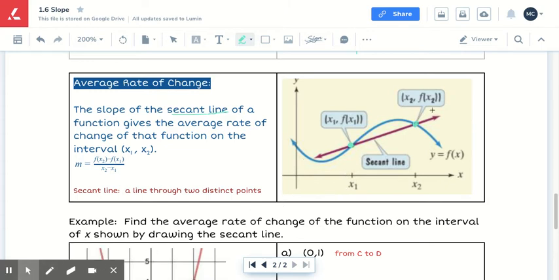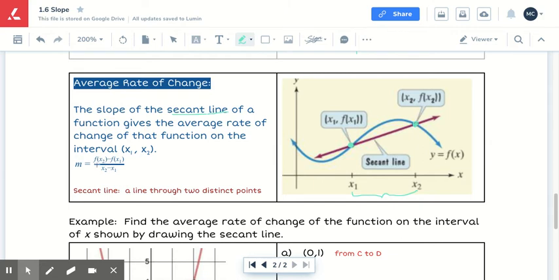Okay, so if I drew a line through those two distinct points, that would be a secant line because it contains these two distinct points on my function. And the average rate of change of this function on this interval from this x1 to this x2 would be the slope of that secant line. So for the formula, I would be saying f of x2 minus f of x1 over x2 minus x1.